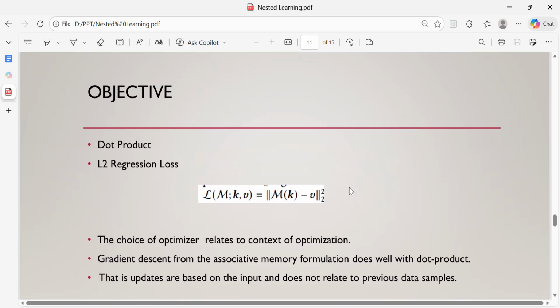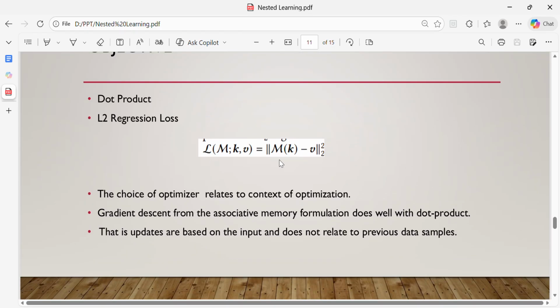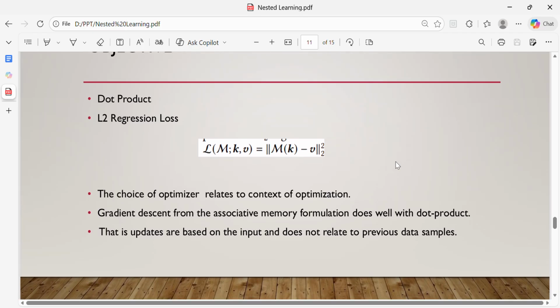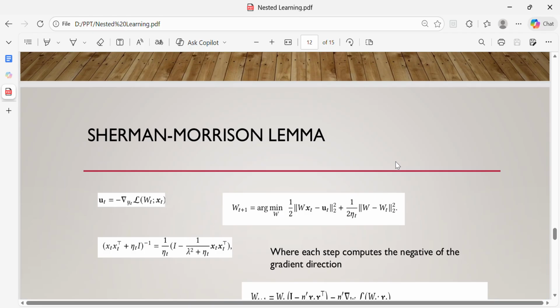So this I have already discussed. What is the optimization function? Can be L2 regression loss, it can be dot products and more, but the paper has limited itself to this only. There are papers in which different kinds of L have been considered. So I'll discuss that as it comes.